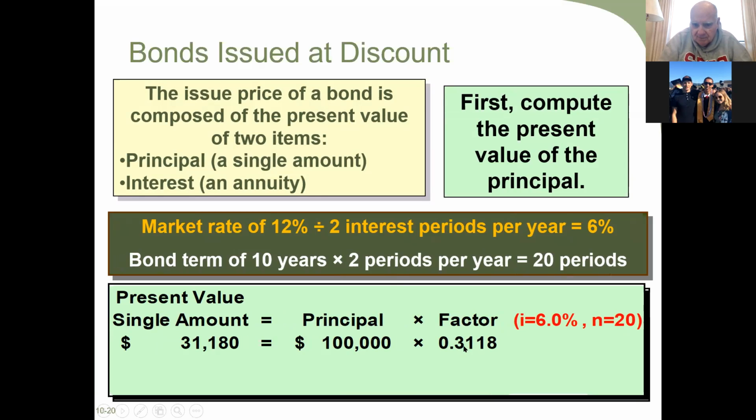311. I don't have it in front of me, but that's okay. You know how to use the table, okay? I do, yeah. So you multiply that out, it comes to 31,180. Yeah, that makes sense. What does that 31,180 mean? It's the present value of the borrowed money. Exactly right.